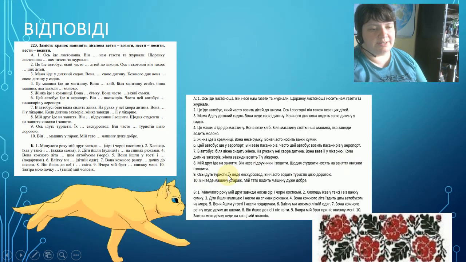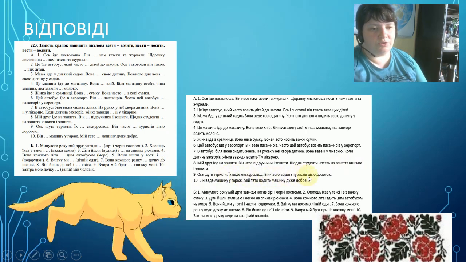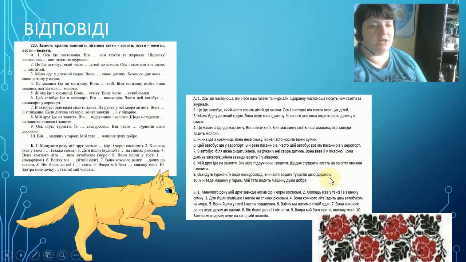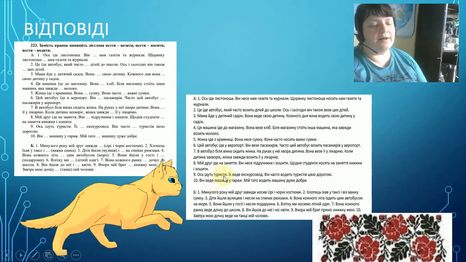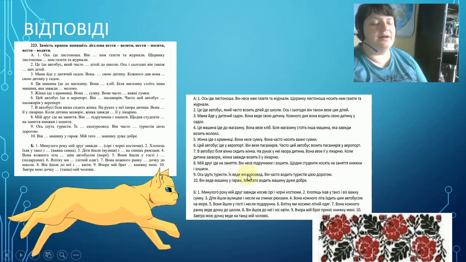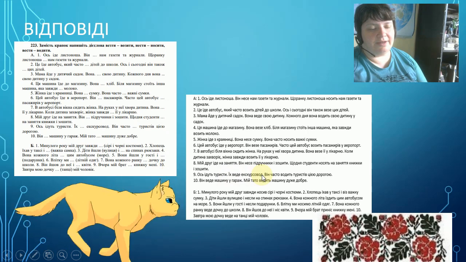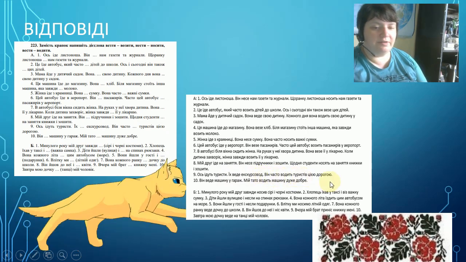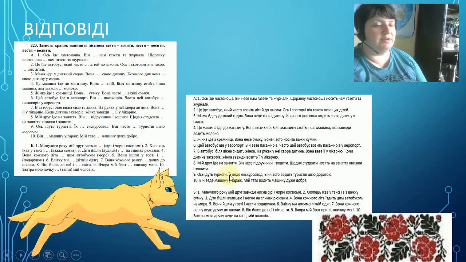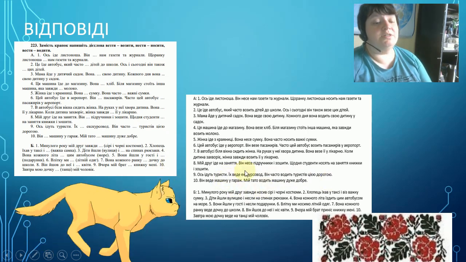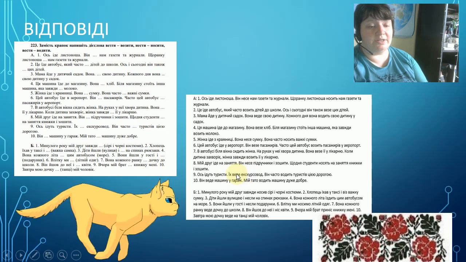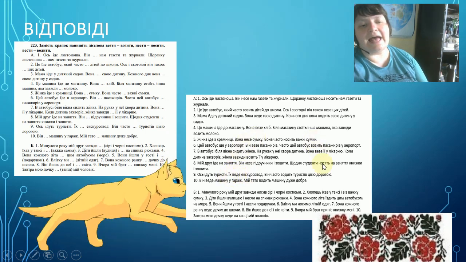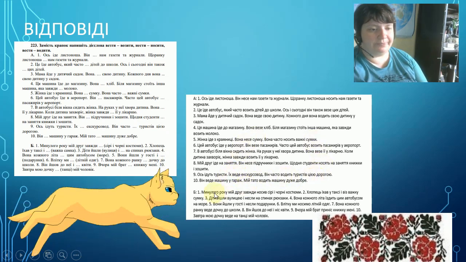Ось ідуть туристи. Їх веде екскурсовод. Він часто водить туристів цією дорогою. Here comes the tourists. They are led by the guide. He often leads the tourist this way. So here is the process. So this guide is doing it right now. He is leading his tourists. And here he does it every day.